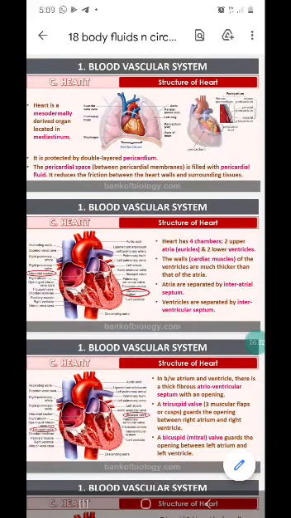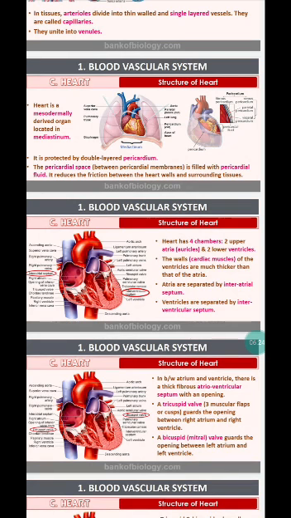Coming to the third part of the blood vascular system, the heart. Now, where is this heart placed, children? It is located in the thoracic cavity between the two lungs, and is slightly tilted towards the left side. That's why we hear our heartbeat from the left side. And what is the shape of the heart? The heart is covered by a well protected double layered pericardium.